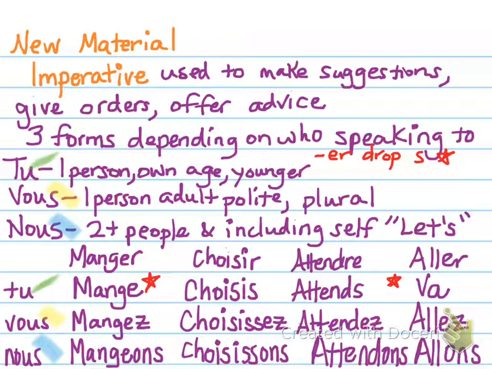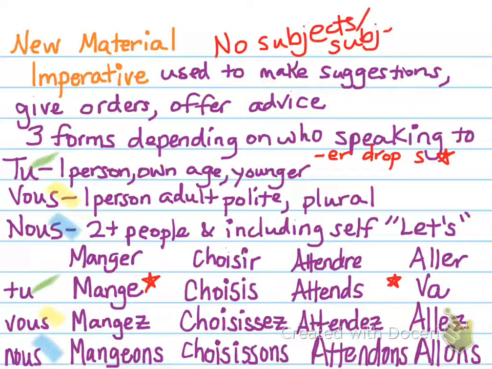So the form that we use depends on who we're talking to, but notice in all of these there are no subjects or subject pronouns in the sentences.